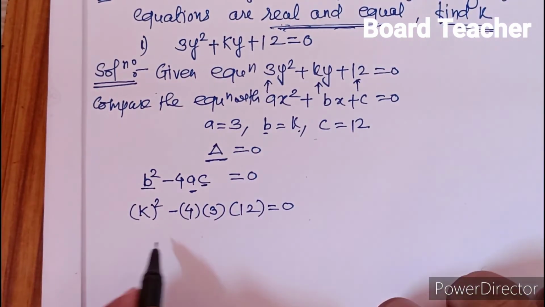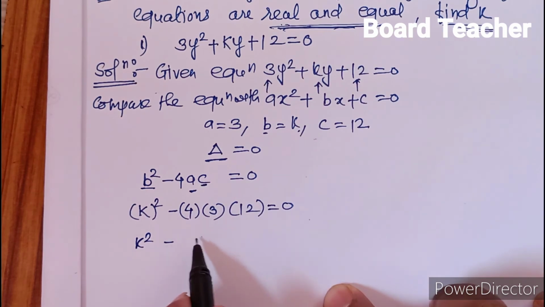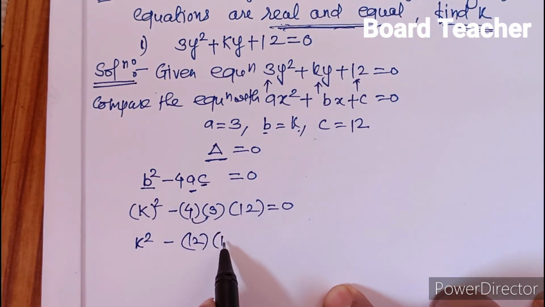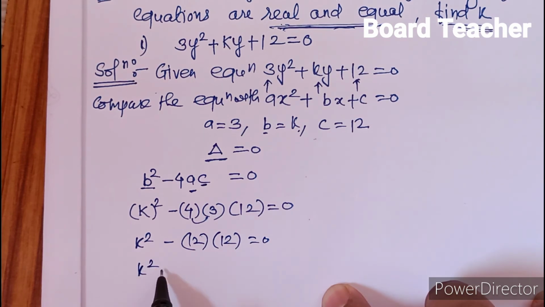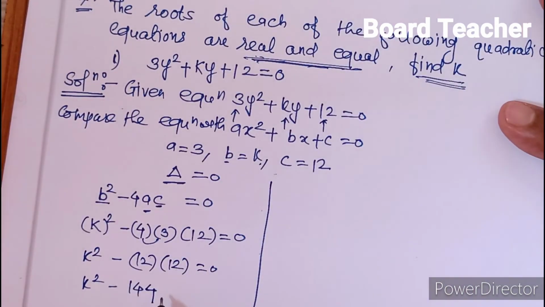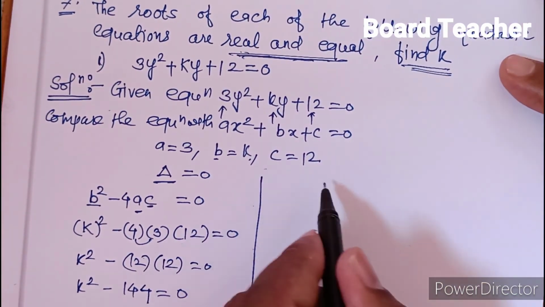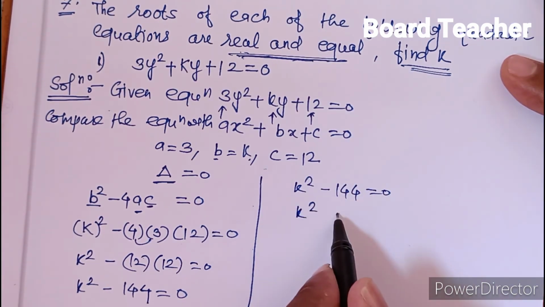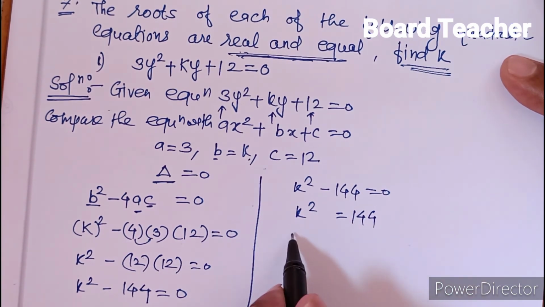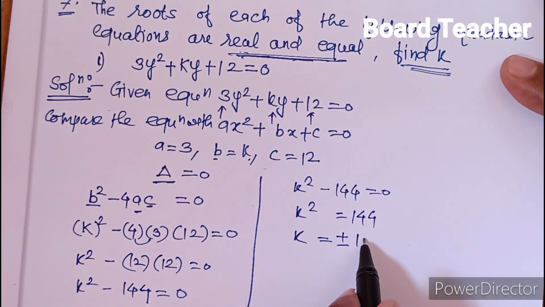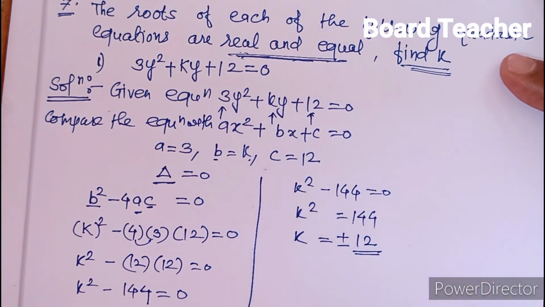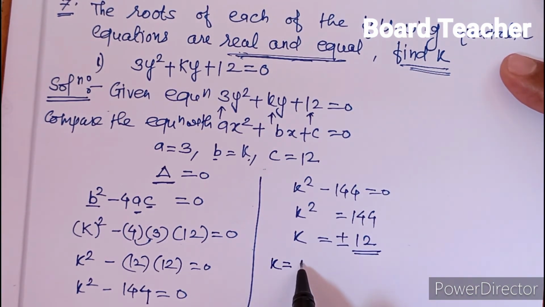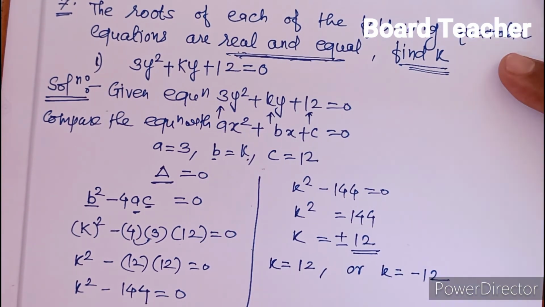Now on calculating, k square minus 4 into 3, that is 12, into 12 equals 0. Therefore we get k square minus 144 equals 0, meaning k square equals plus 144, changing the side. Therefore k will be equal to plus minus 12. The root of 144 is 12, so we get the value of k equals either plus 12 or minus 12.